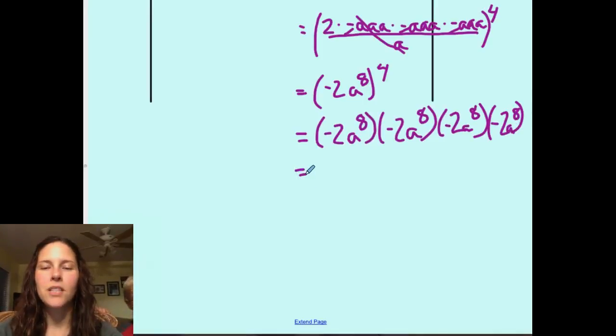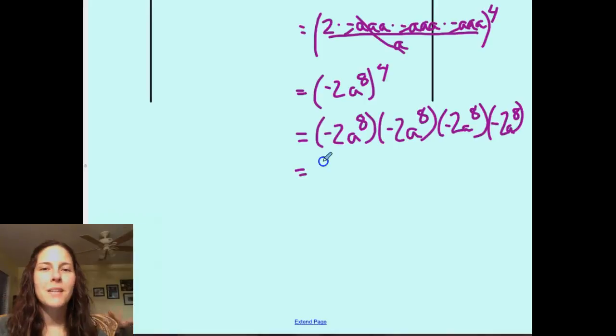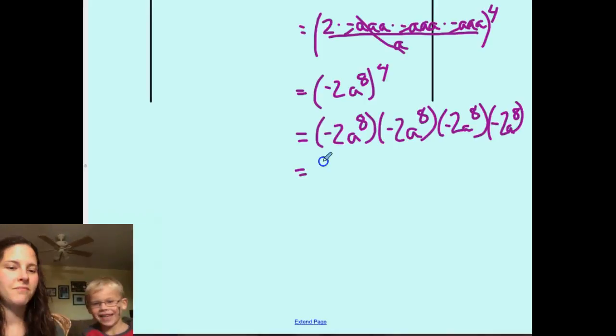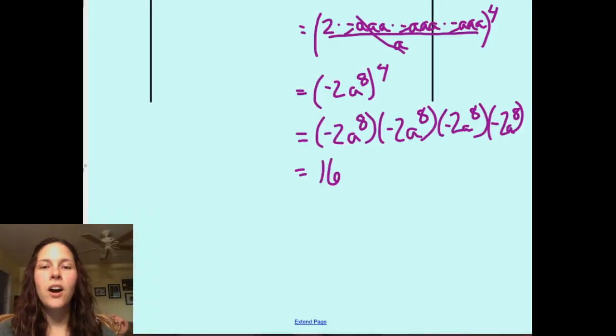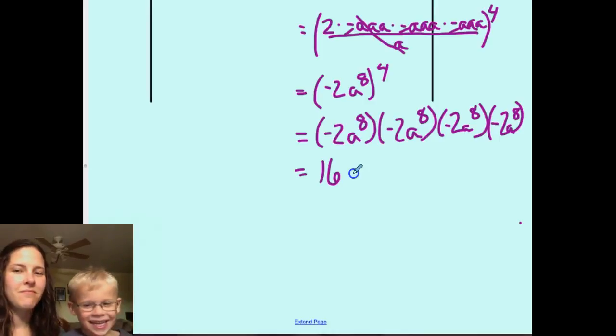And finally, I will multiply. Negative 2 times negative 2 is 4, times another negative 2 is negative 8, times another negative 2 is 16. Now we could write all of those 8s out the long way, or we can remember the rule that when we're multiplying powers, we add those exponents. 8 plus 8 is 16, plus another 8 is 24, plus another 8 is 32.